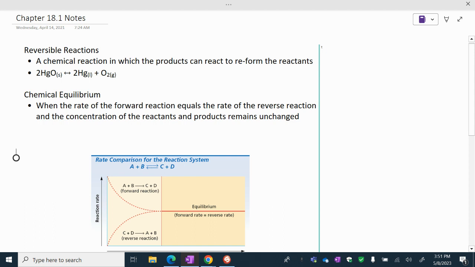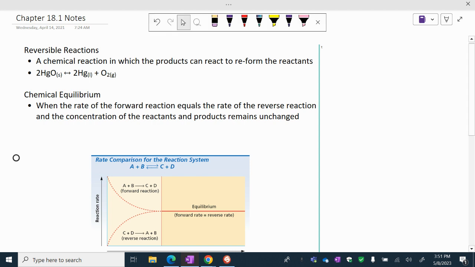Today we're going to talk about reversible reactions, chemical equilibrium, and you're going to do an activity called paperclip equilibrium. We know that we've talked about chemical reactions back in chapter 8, and we know reactants form products. We can also talk about a reversible reaction. A reversible reaction is when products reform reactants. So in a reversible reaction, the products can react to reform the reactants.